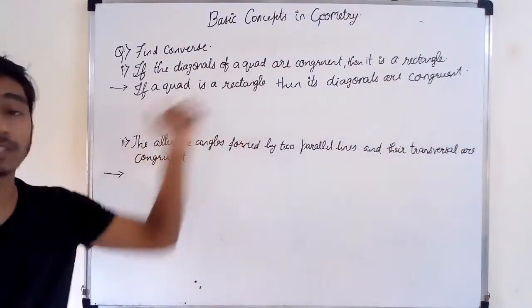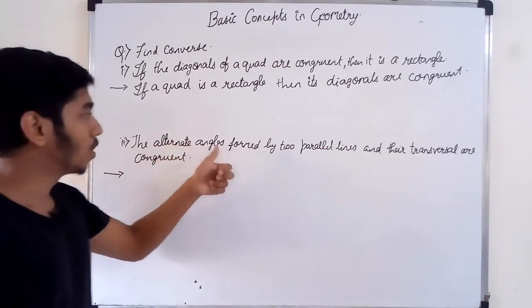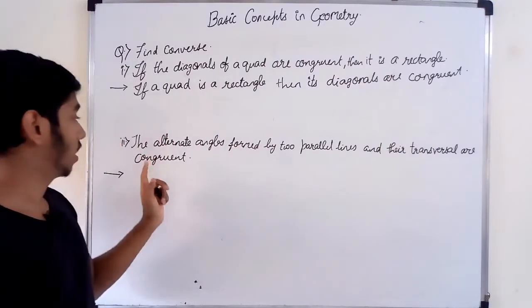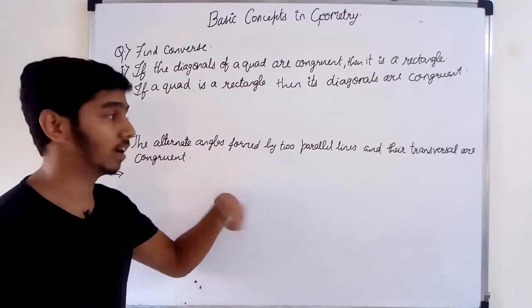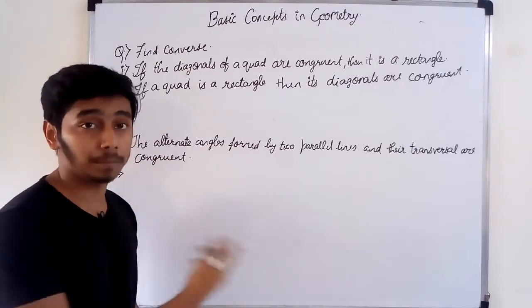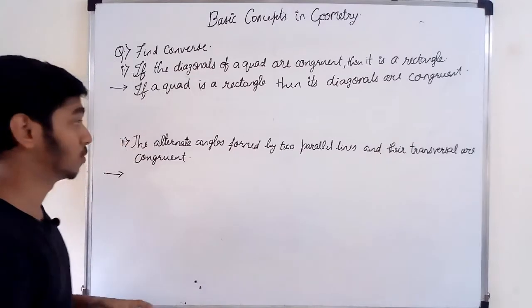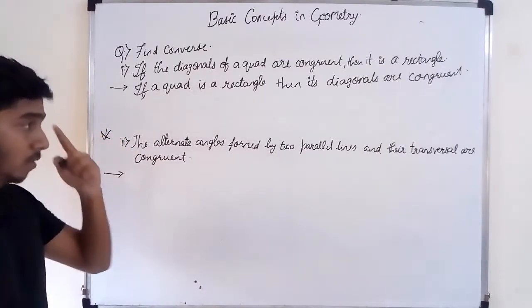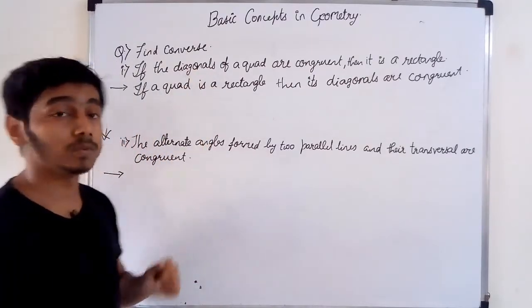Okay, I hope you have understood this. Let's take another question, which is: the alternate angles formed by two parallel lines and their transversal are congruent. This is one of the proofs in the upcoming second chapter, which is parallel lines. So you can make a note of this, you can star it. This is one of the statements. Let's understand how to find the converse of this now.